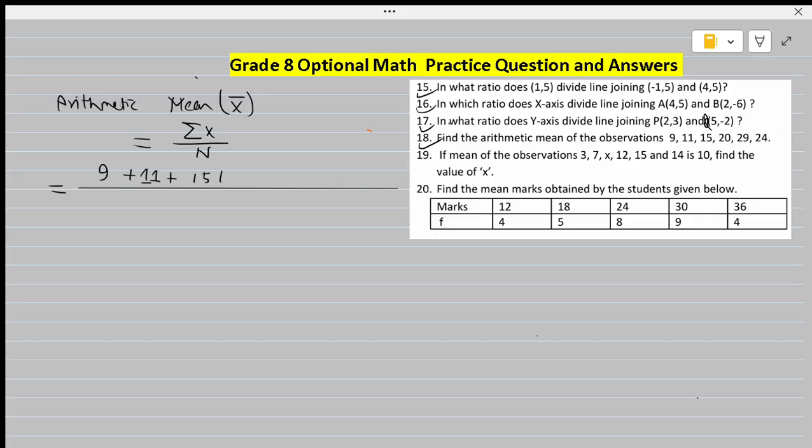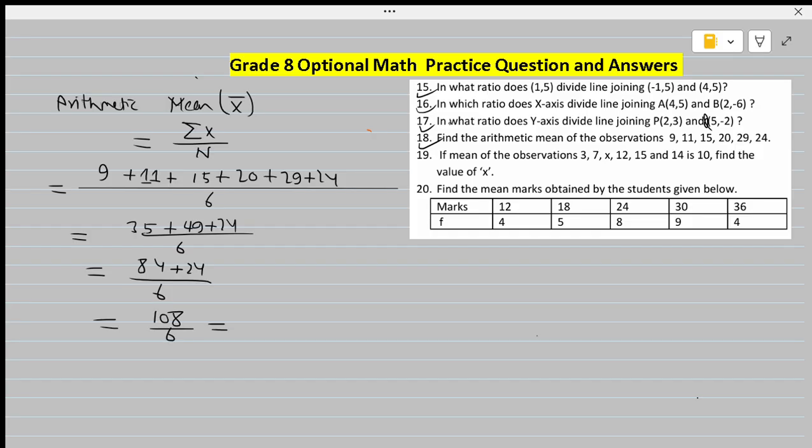The observations are 9, 11, 15, 20, 29 and 24. Let's count: 1, 2, 3, 4, 5, 6. So there are 6 observations. Let's get them added. 9 plus 11 is 20, 20 and 15 is 35, 35 and 20 is 55, 55 and 29 is 84, plus 24 gives 108, divided by 6.